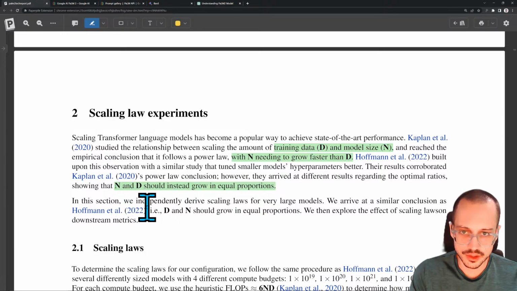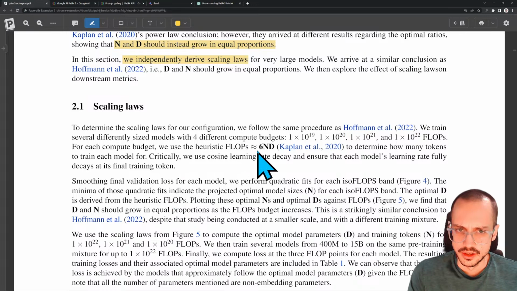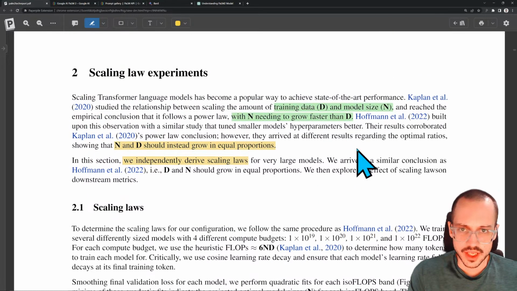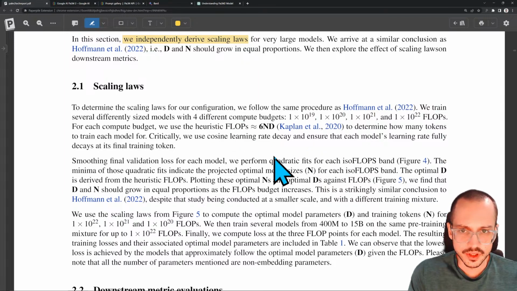We independently derive scaling laws. We arrive at a similar conclusion. D and N should grow in equal proportions. Okay, that really doesn't mean anything. They reference this Hoffman paper like 10 times here. 4 different compute budgets. 10 to the 19th all the way to 10 to the 22nd flops.